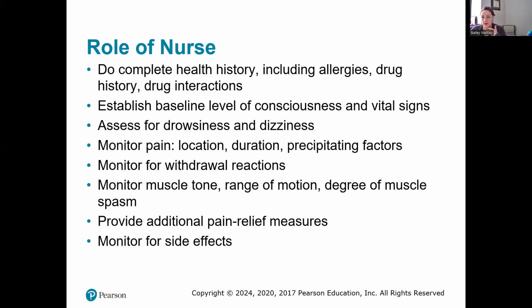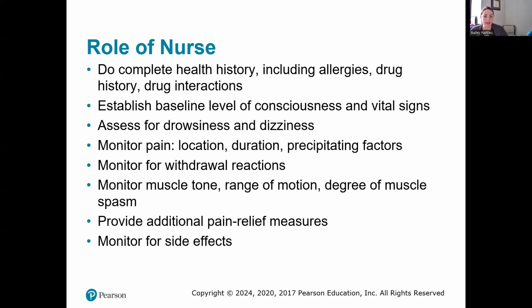I want to do my good assessment, my health history, allergies, drug history, things like that. Most important is I want to do a baseline level of consciousness, especially if I'm giving the muscle relaxers or the analgesics. If something's going to affect my level of consciousness or my vital signs, I need to know what their baseline is. Assess for drowsiness and dizziness. If someone's going to alter my level of consciousness, I need to know what it looked like before so I can assess for drowsiness after.